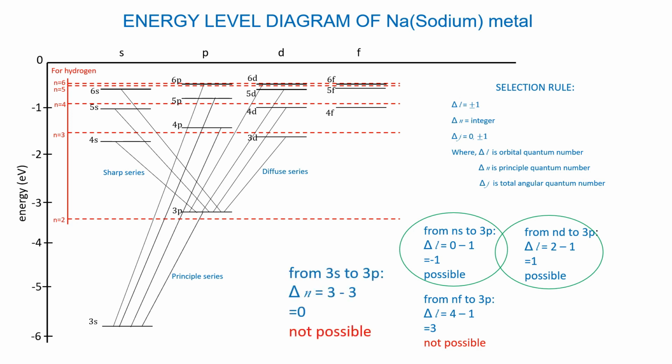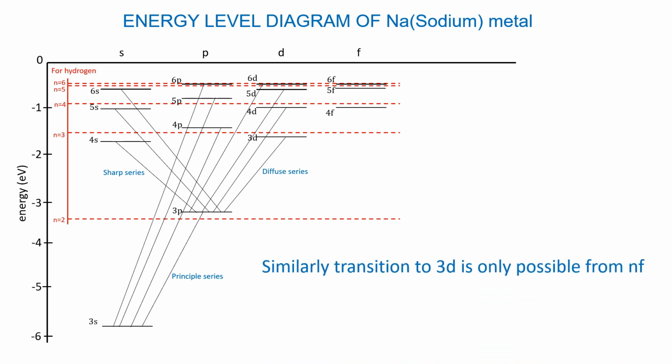Similarly, using the selection rule, the transition is possible only from nf to 3d. Therefore we will draw a line from 4f, 5f and 6f to 3d respectively, and this series of spectra is called the fundamental series.